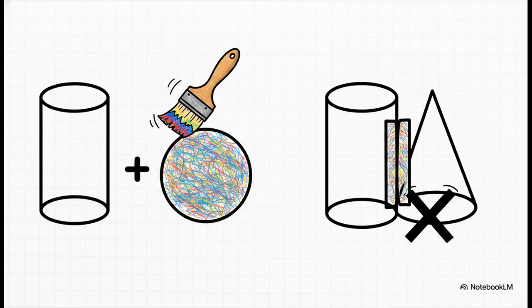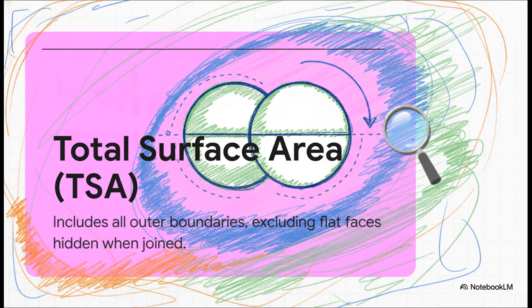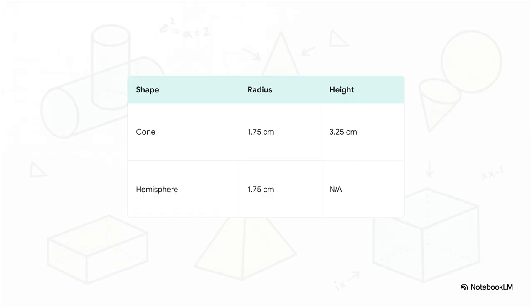Think of surface area like painting. If we wanted to paint that toy we just looked at, the paintbrush would only touch the outside boundary, right? The flat circular bases of the cone and the hemisphere are glued together on the inside. The paint can't reach them. Therefore, the new total surface area of the toy is actually just the curved surface area of the hemisphere plus the curved surface area of the cone. It's really that simple. Let's look at a concrete example from the text. Rashid's playing top. The entire top is 5 centimeters tall with a diameter of 3.5 centimeters.